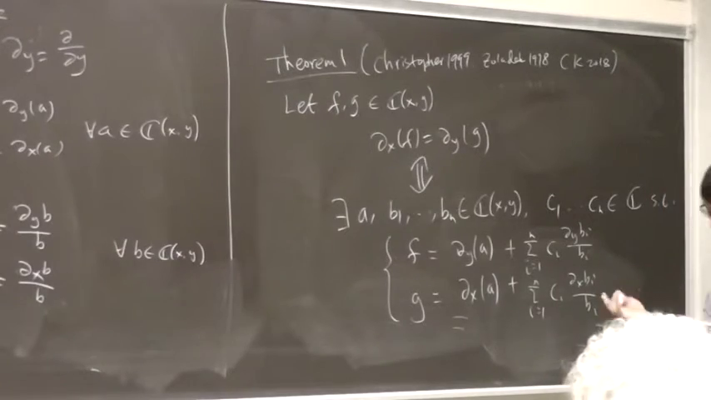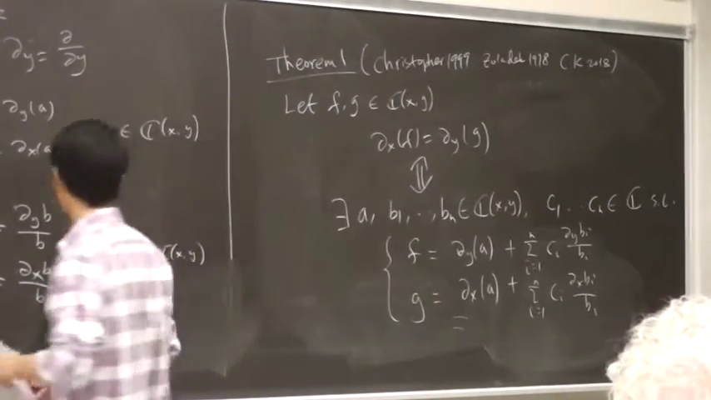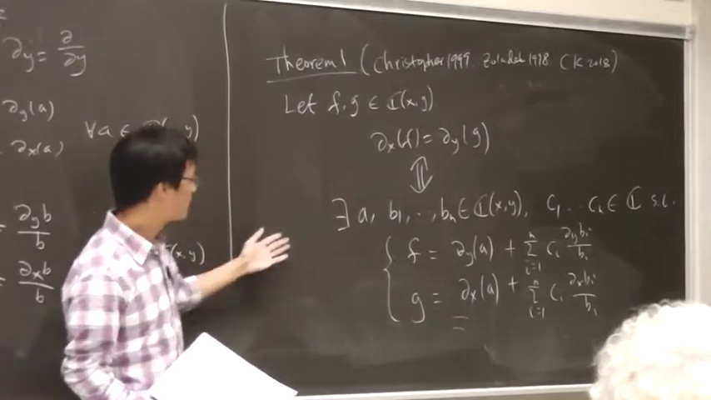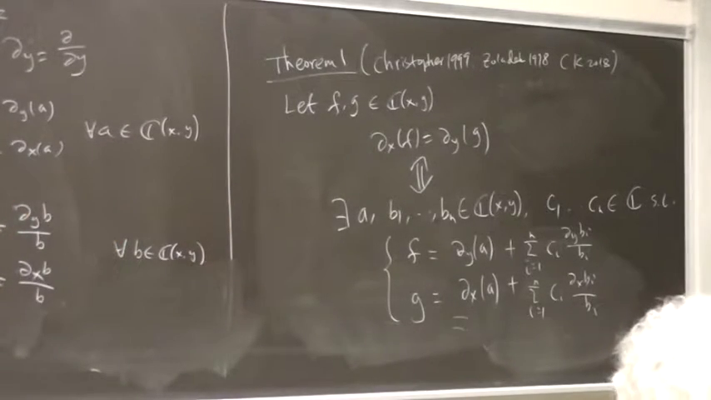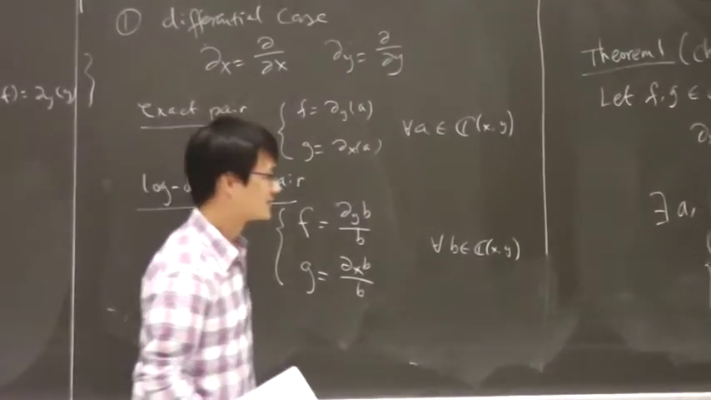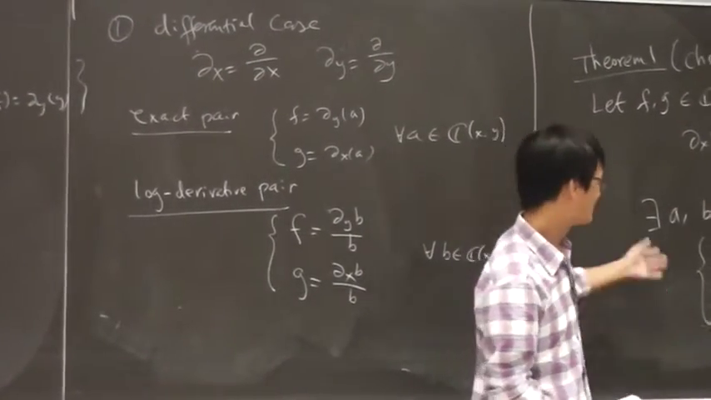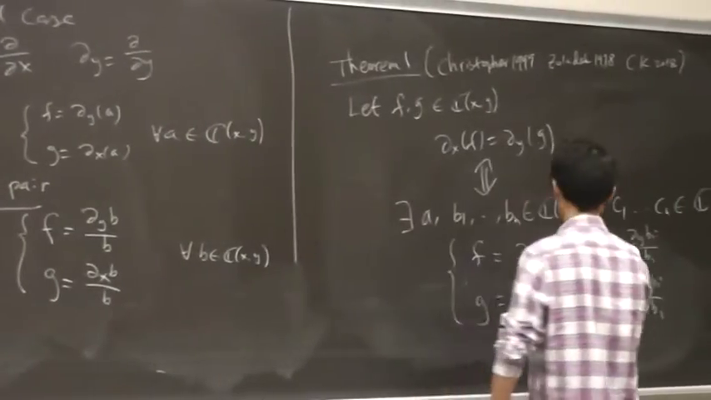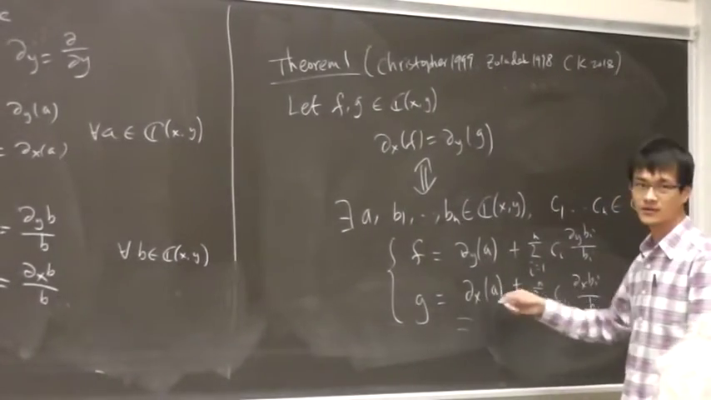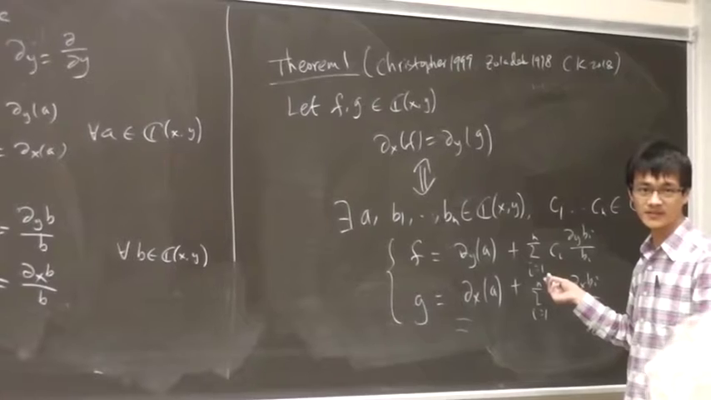So basically, in formal way, the theorem just shows that actually any doublet pair can be written as a linear combination of exact and log derivative pair. Do you have an algorithm to find it? Sure. You just choose A and B, then you form all possible doublet pairs. So you can get all.